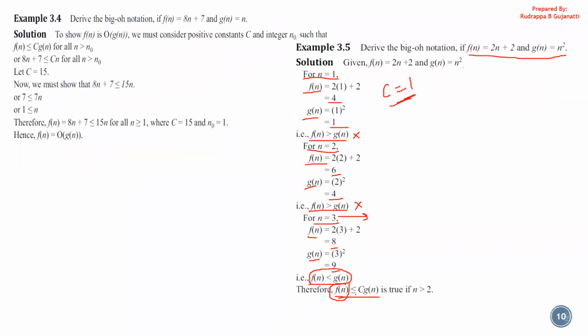The condition f of n is lesser equal to c times g of n is true when n is greater than 2. That is, when the n value is equal to 3, at that point, the condition starts to satisfy. So when n is greater than 2, the condition satisfies with this case. Therefore, we have f of n as BigOh notation when n is greater than 2, which indicates that n naught is equal to 2 in this case.